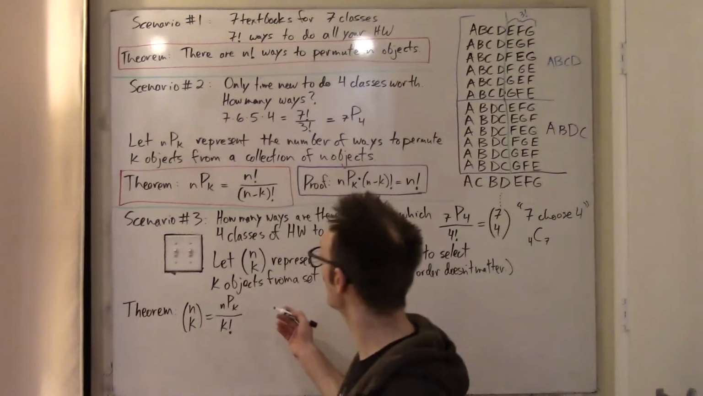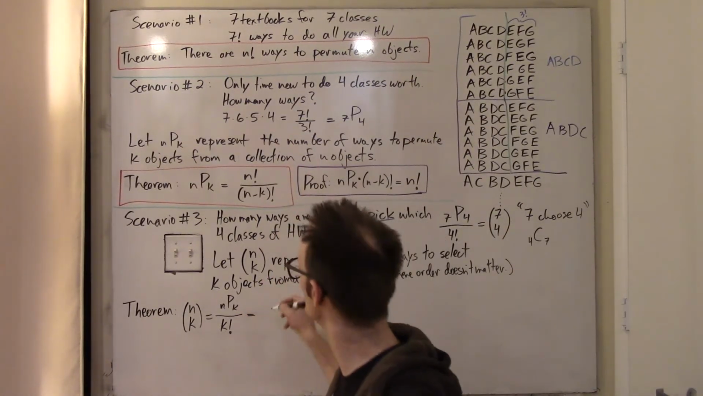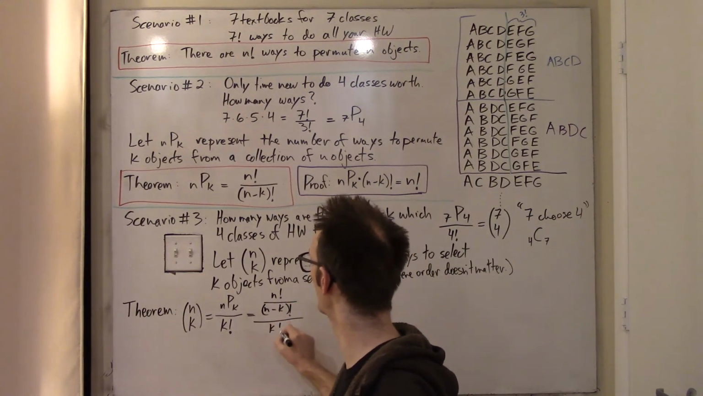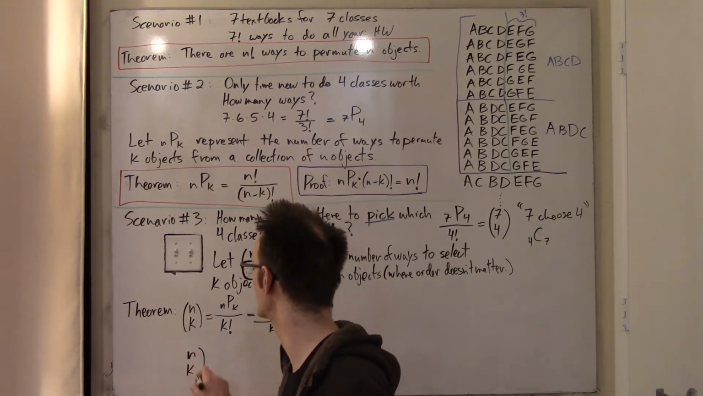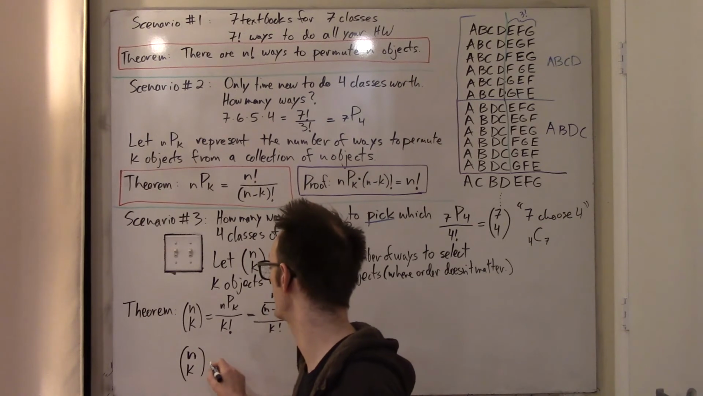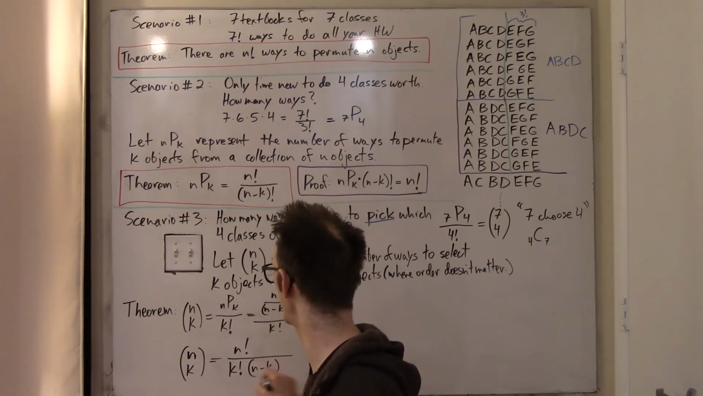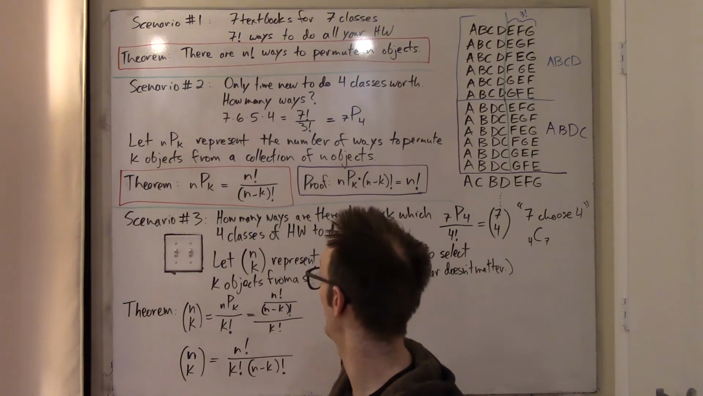If you follow that, I think it's a little bit confusing, then this is the formula that you end up with. nPk, by previous work, is n factorial over (n minus k) factorial, and then that whole thing is over k factorial. By simplifying the fractions, we get this formula: n choose k is n factorial over k factorial times (n minus k) factorial. So that's the theorem. I'm going to put a red box around this.